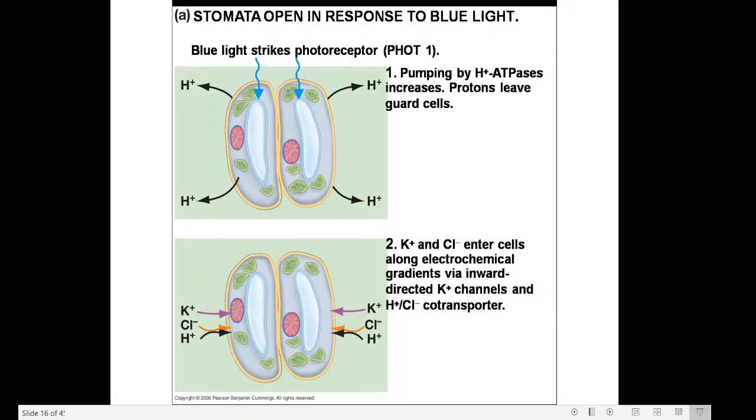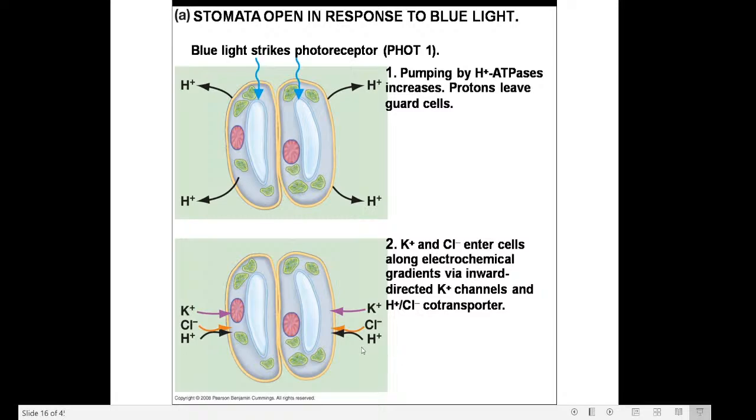Then another step is K plus and Cl entering the cell along with the electrochemical gradient, in the inward direction. Inward direction means that channels are co-transporters. Here two things are there in blue light based expression. If a blue light strikes the photoreceptor, phototropin 1 present in the stoma helps the pumping by H plus ATPase activity. One step is the release of H plus ions. Another step is the allowing of K plus and Cl ions.